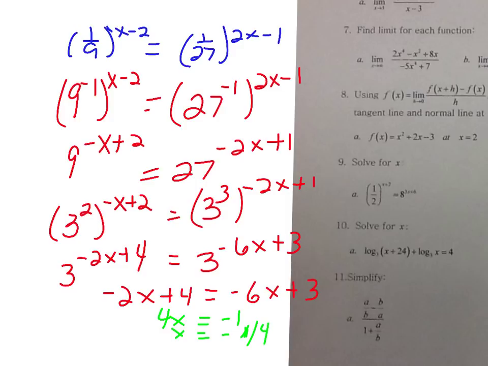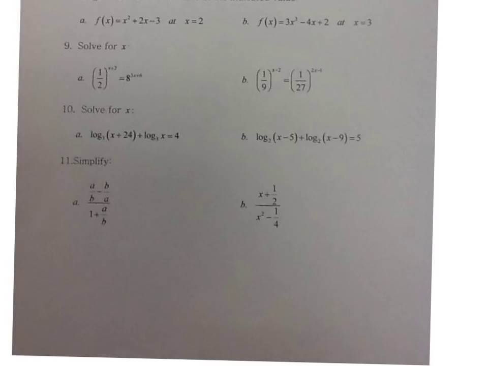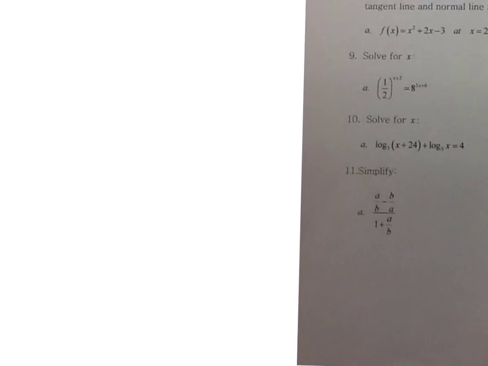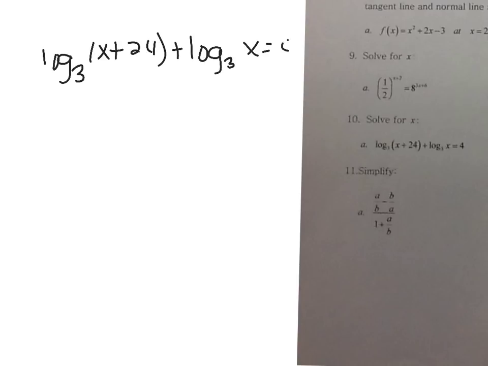Okay, so let's take a look at 10. All right, 10 is a log equation. So what you want to do is simplify the logs. So you're going to condense this. A plus comes from these two being multiplied. Now, since there's log only on one side, you have to put it in exponential form. So I'm just rewriting this now. Log base 3 of x plus 24 plus log base 3 of x equals 4. So the plus comes from them being multiplied.